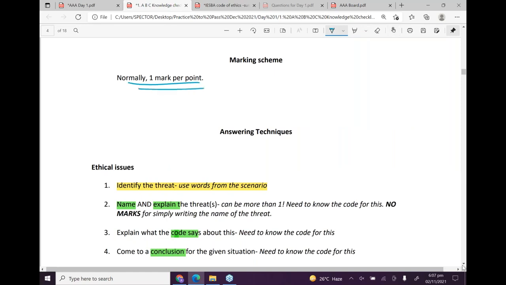So if it's a 15-mark question, then you will have to write 15 points. But remember, for ethical issues, you could actually get 6-7 marks for one threat, just one threat as well. So sometimes if it's a 15-mark question, if you've learned your code properly, then this should not be a problem at all.